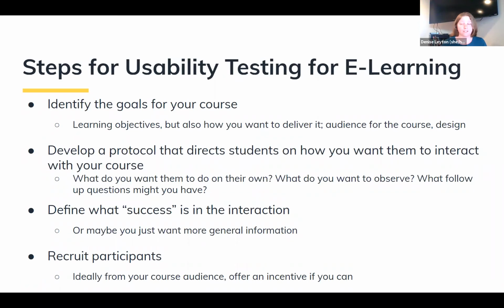From there, develop a protocol that directs students on how you want them to interact with your course. What do you want them to do on their own? What do you want to observe? What follow-up questions might you have? So this is basically taking your goals for your course and thinking about, how can I get students to interact with the course in a way that would help me observe how they interact with it, or answer questions that I might have about it.